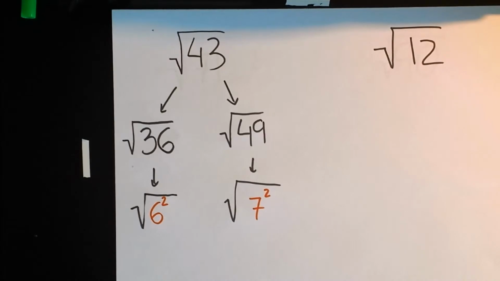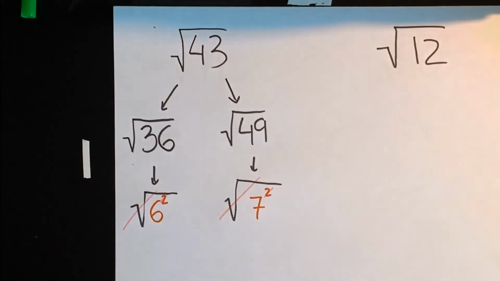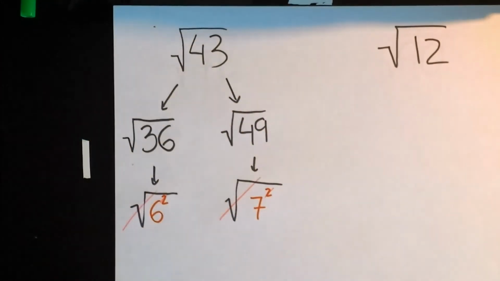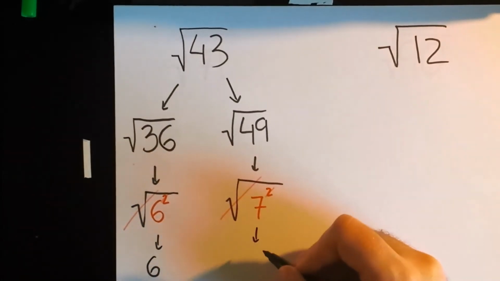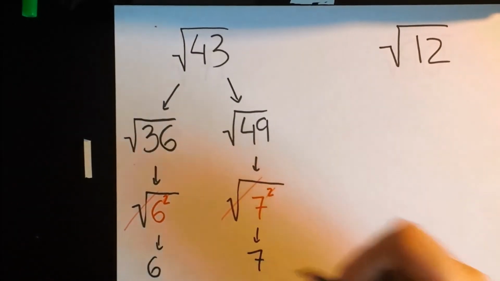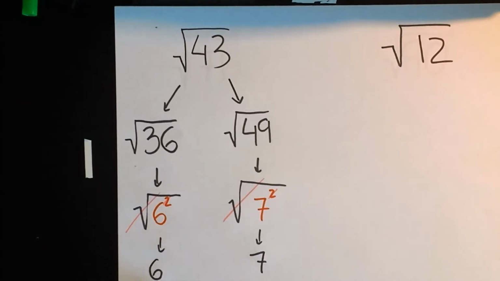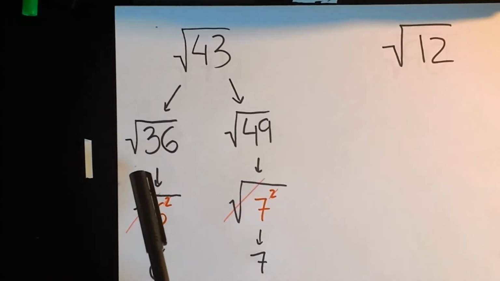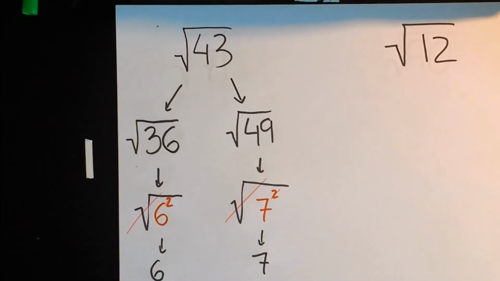And since I can cancel out the radicals, my individual answers are 6 and 7. So since I'm trying to find an estimate, and I know my answer is going to fall right in between these two because the 43 is bigger than the 36 and smaller than the 49. It's a little closer to the 49, but again, for simplicity's sake, we're going to say it's somewhere in the middle. So what's in the middle of 6 and 7?